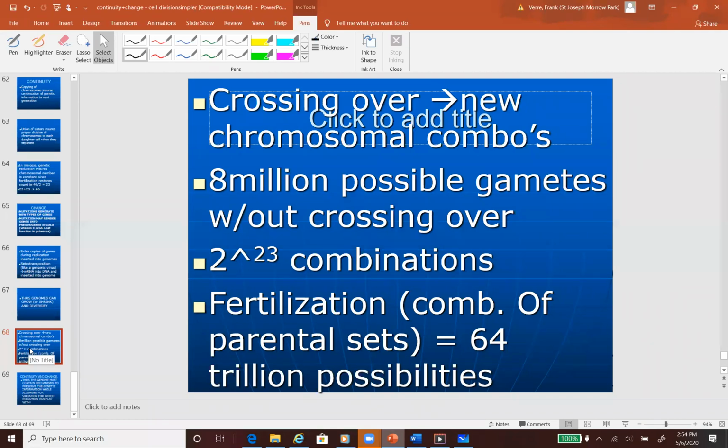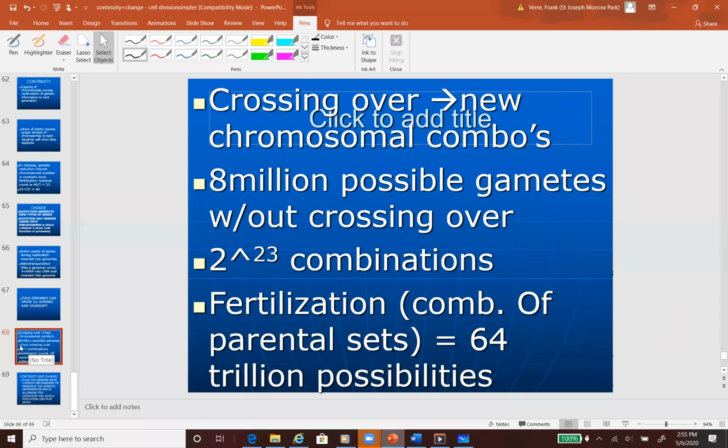There are 23 pairs of chromosomes. So that works out to about, per sex cell, about 8 million possibilities. So there could be 8 million possible sperm cells and 8 million possible egg cells. You put them together, that means mathematically 64 trillion possible zygotes.